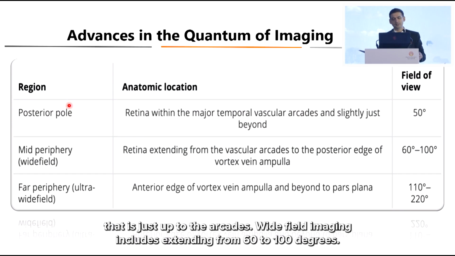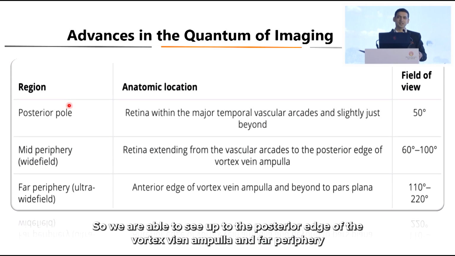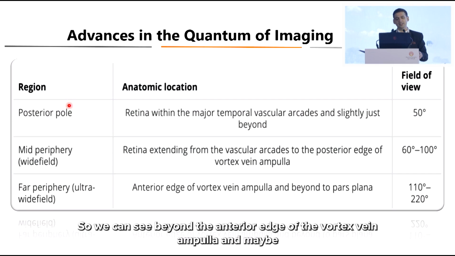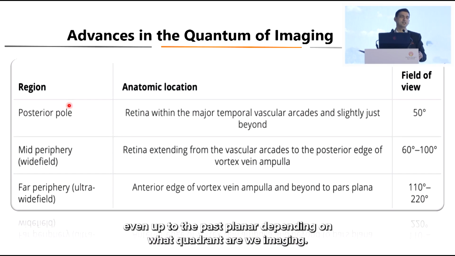Wide field imaging includes extending from 60 to 100 degrees. So we are able to see up to the posterior edge of the vortex vein ampulla. And far periphery, that is ultra-wide field, involves anything beyond 110 degrees. So we can see beyond the anterior edge of the vortex vein ampulla and maybe even up to the pars plana, depending on what quadrant we are imaging.